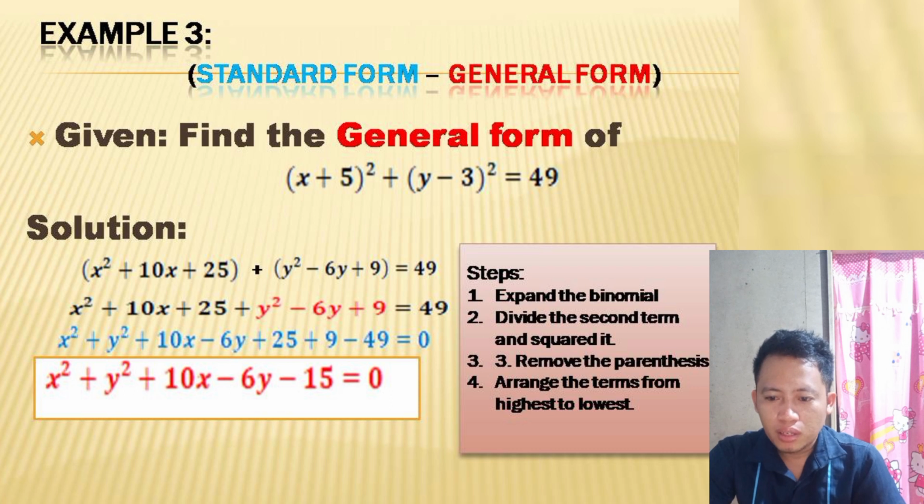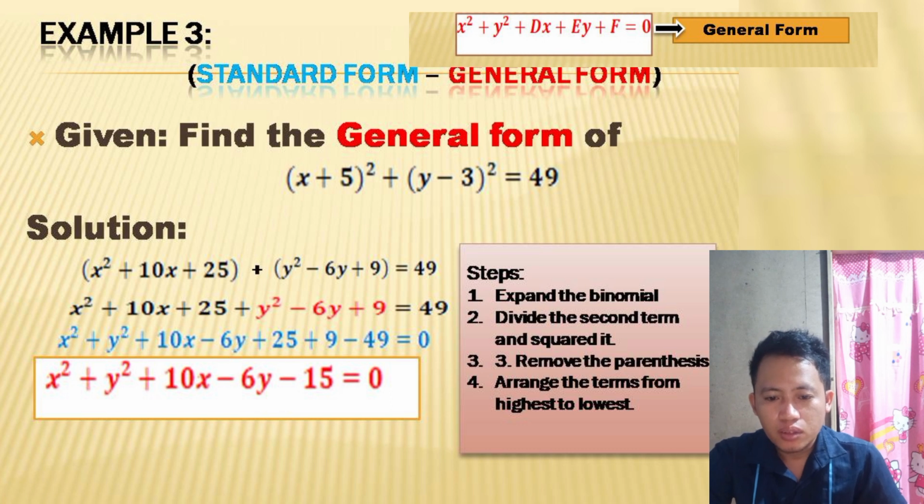In this one, we will arrange the terms from highest to lowest. So the highest variable of x, we have x squared. So bring down x squared. Plus y squared. Saan ang y squared? So bring down yung y squared. Plus the variable x, we have plus 10x. Then another variable y, we have minus 6y.